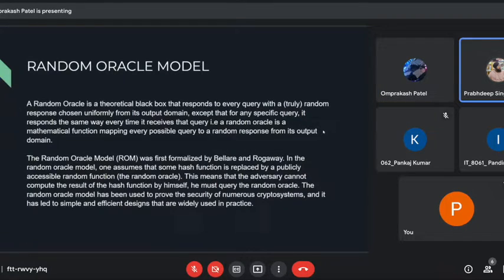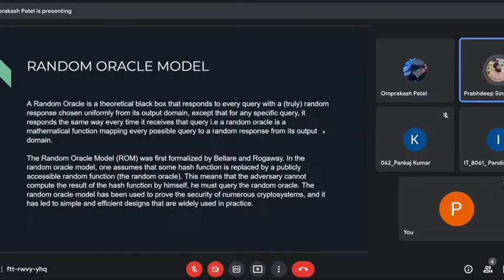Random oracle model. A random oracle is a theoretical black box that responds to every query with a random response chosen uniformly from its output domain. Except that for any specific query, it responds the same way every time it receives the query. That is, a random oracle is a mathematical function mapping every possible query to a random response from its output domain.